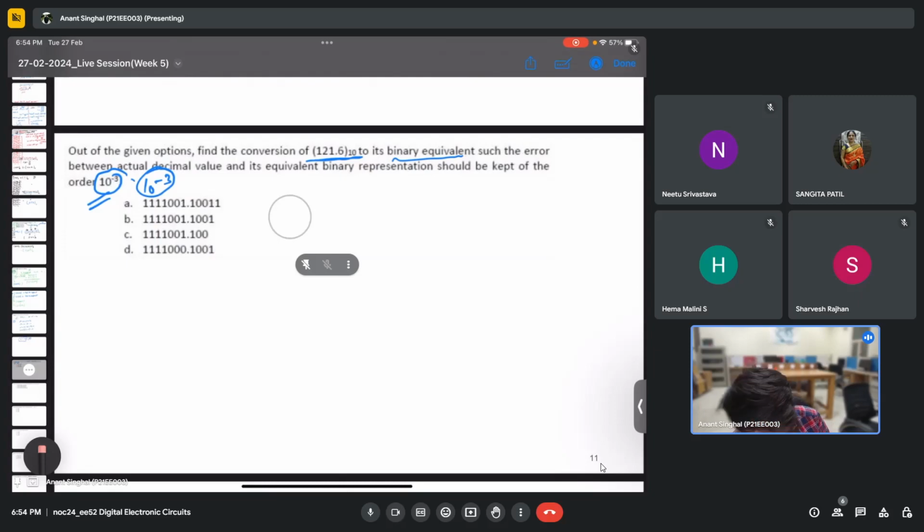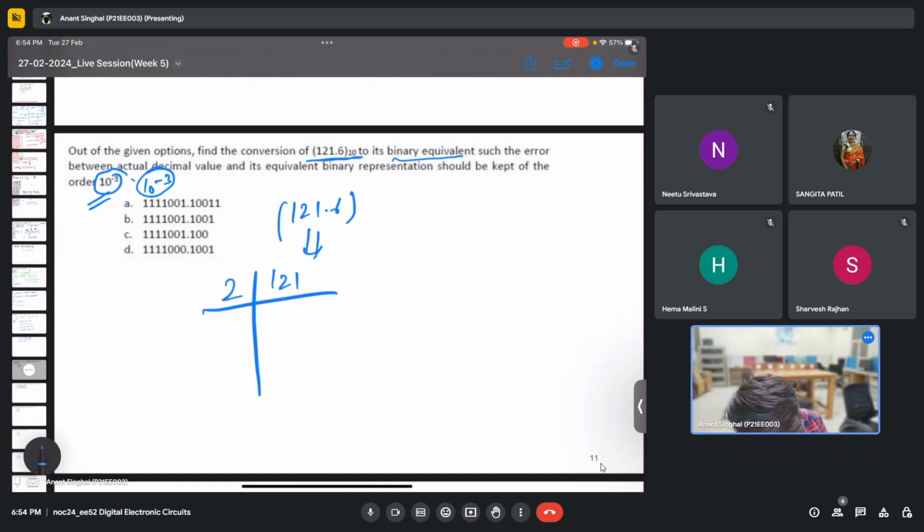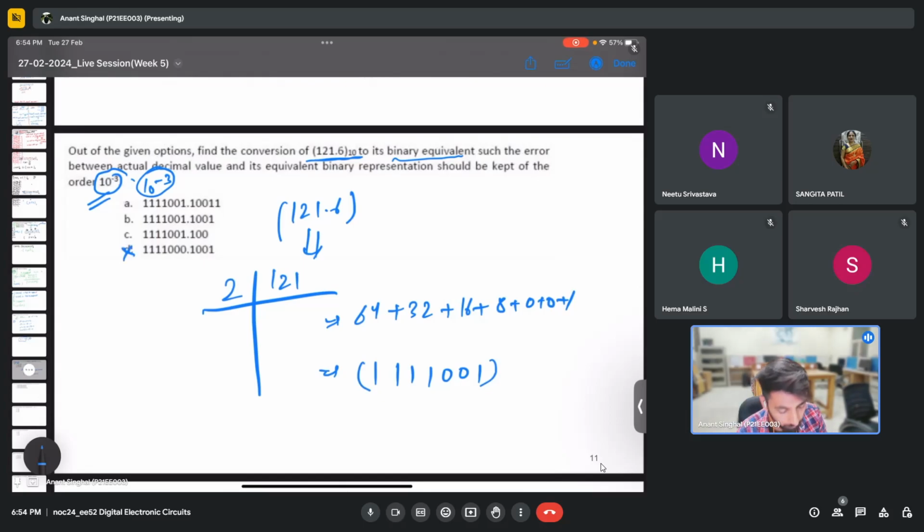So first of all, we have 121.6. We'll be doing the 121 part first, that is the basic binary. 64, 32, 16, 8, 4, 2 and 1. So 121 is 1111001, and it is in all the options. Okay, so only option D is eliminated by the LHS directly. So we still have 3 options.